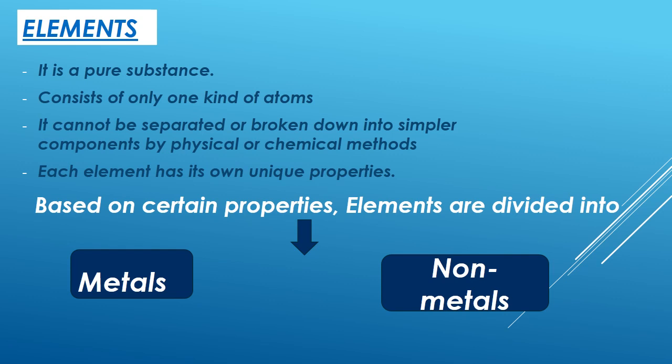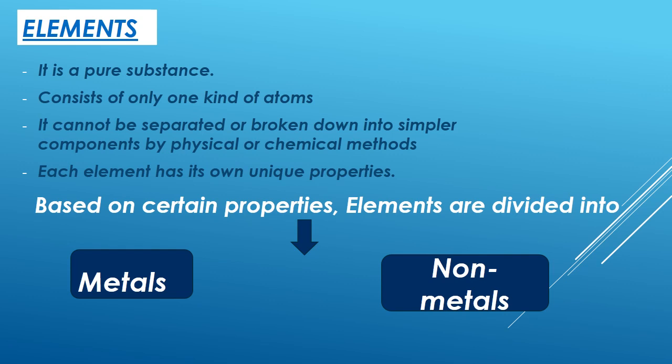So, what are the main features of elements? The main feature of elements is that an element is made up of only one kind of atoms, or we may say that an element consists of identical atoms. Now, each element exhibits its own individual properties. The atoms of the element show the same properties as that of the element. Now the elements cannot be broken down into simpler components by any physical or chemical method.